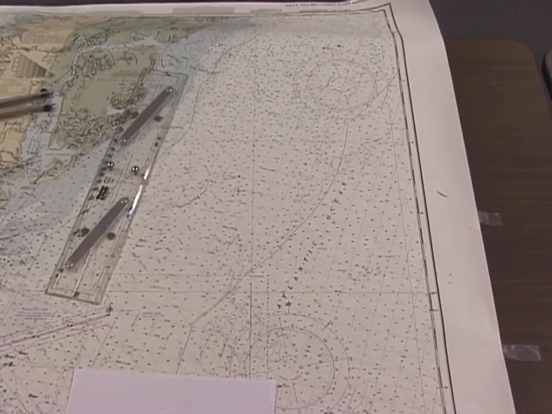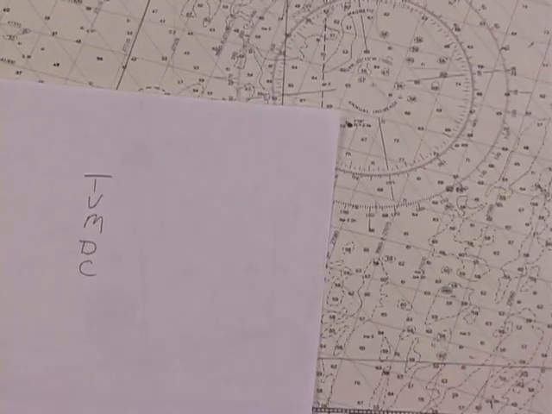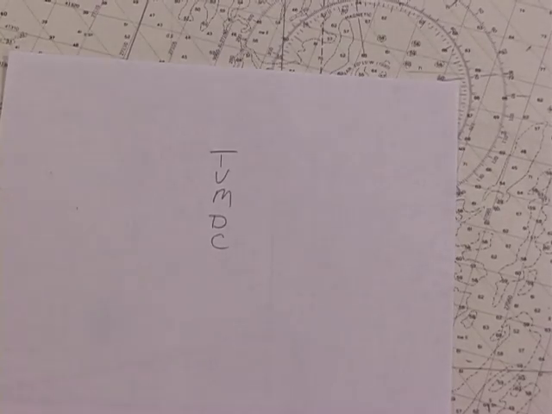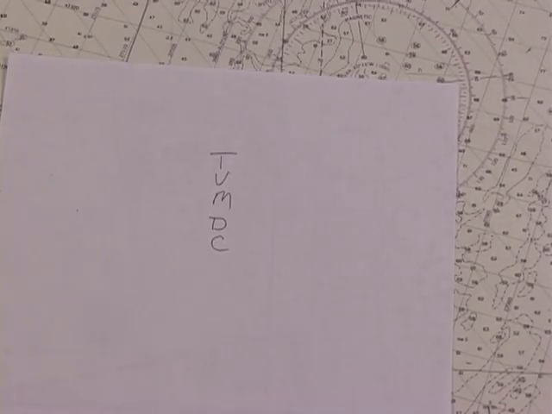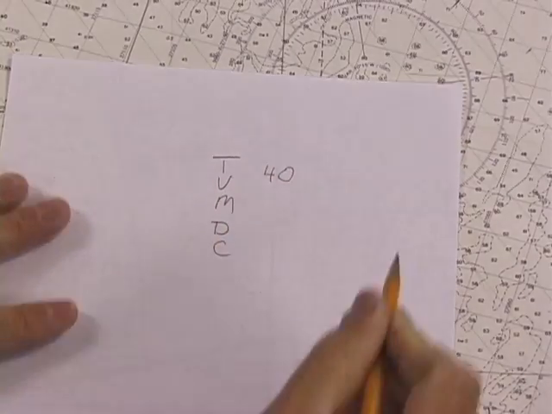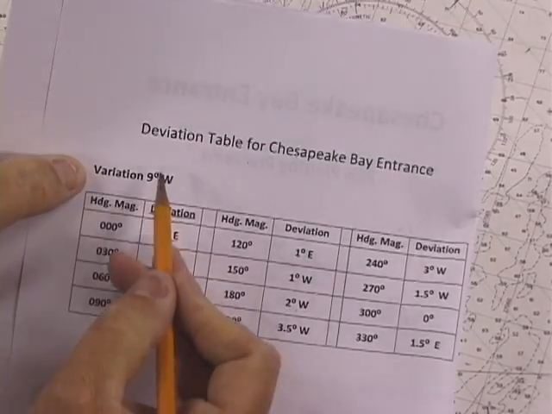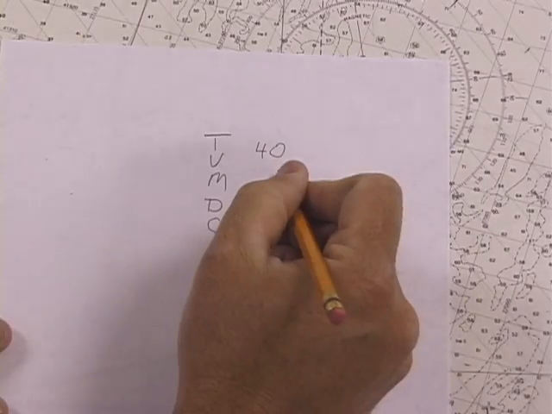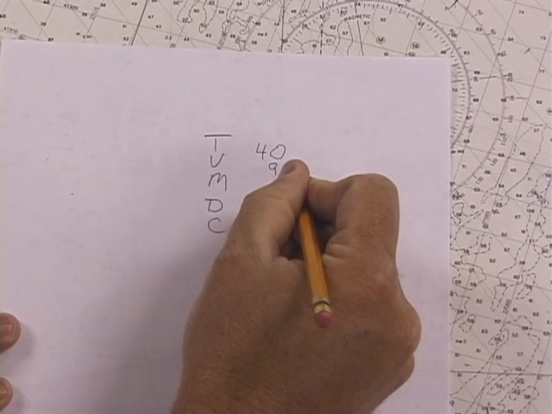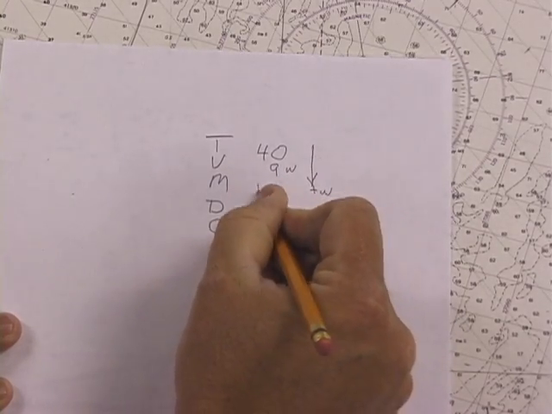Now what I'm going to do is I've gone ahead and done my TVMDC, and the T is going to be what I grabbed from the chart, which is 40. I'm going to grab my deviation table, and it's going to tell me the variation for the Chesapeake Bay is 9 west. So I go 9 west. Remember, I'm going down, plus W is 49.